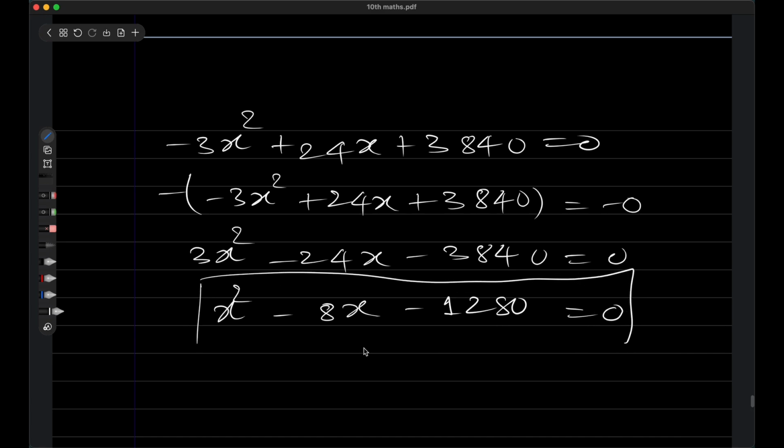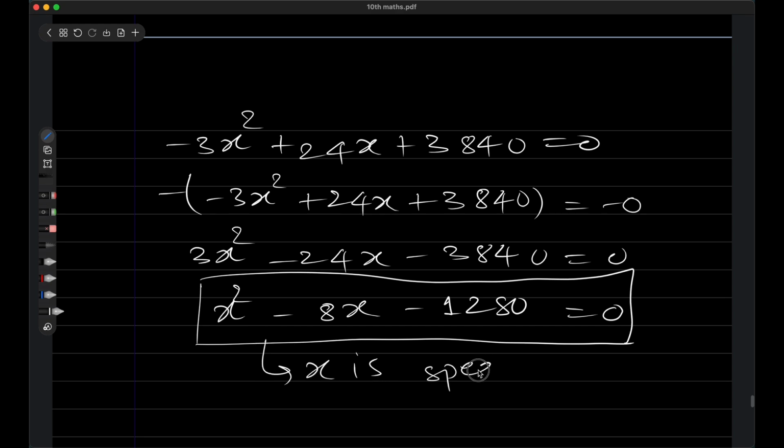This is the required quadratic equation, where x is the speed of the train in km/h.